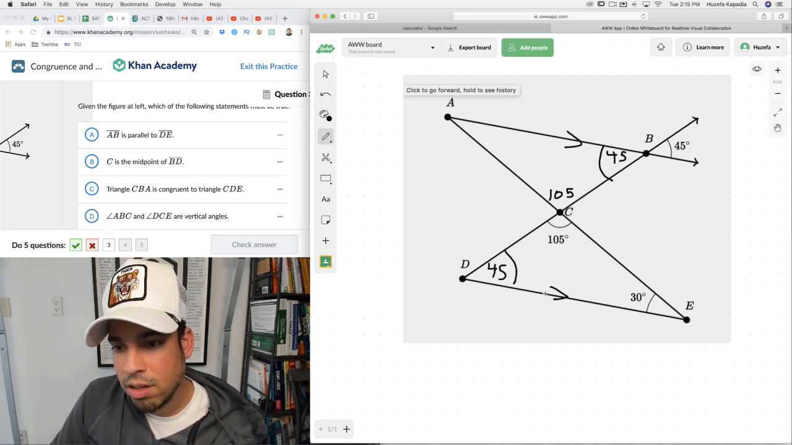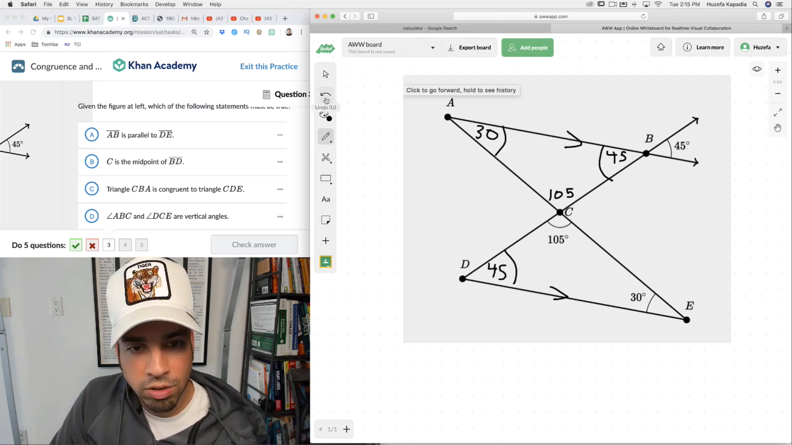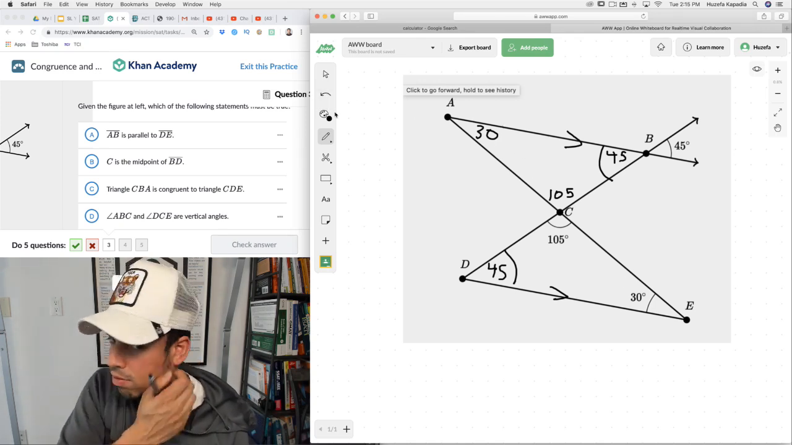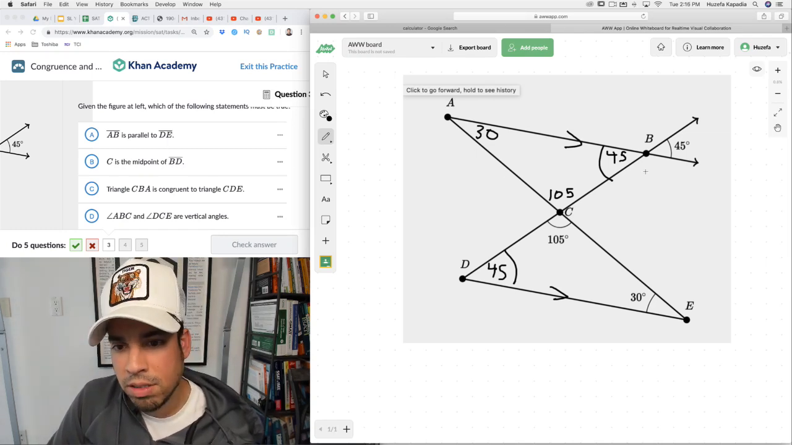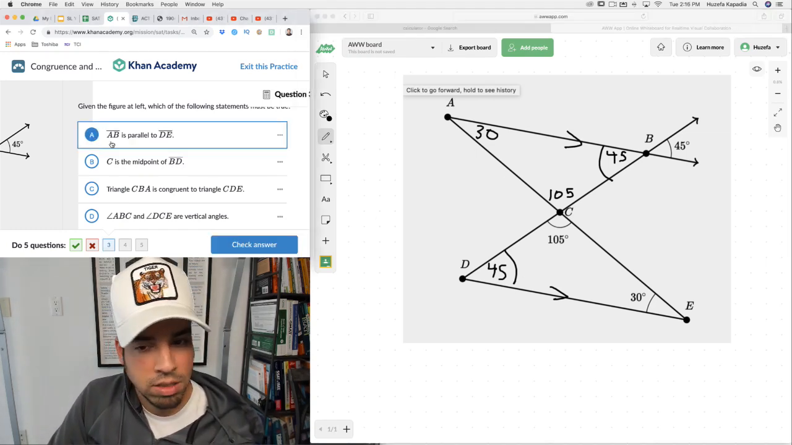And look, 105 plus 45 is 150. This one has to be 30. That's another set of alternate interior angles that are congruent. So right off the bat, I know it's A: AB is parallel to DE. Let's see these other ones just for fun.